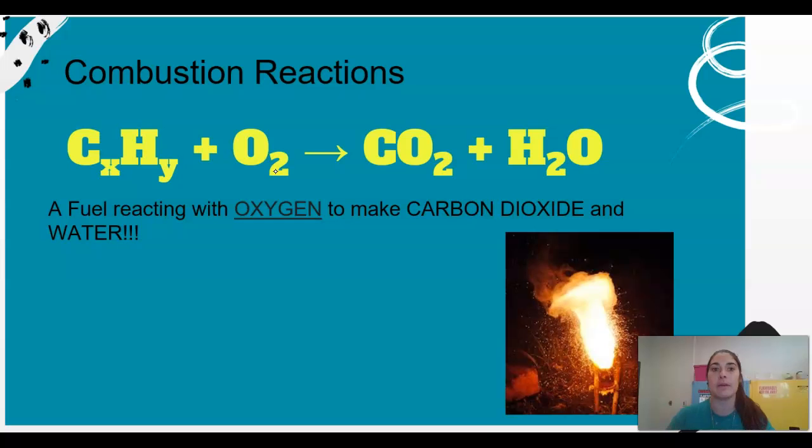So the nice thing about combustion reactions is that you don't have to think about your formulas. You don't have to think about what the products are. That part is easy. Balancing them will be easy too, but at first, just take a beat. So trust me, we'll get you through it.